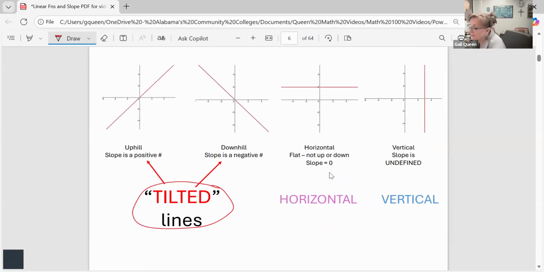The first two cases of lines are called tilted lines. That's how we're going to refer to them. Now, we may not know exactly if it goes uphill or downhill from the equation yet. We're going to learn that later. But I can tell whether I have a tilted line, a horizontal line, or a vertical line just by looking at the equation.